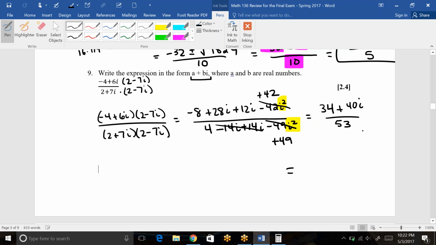Now you can't leave your answer like that because it's not split into 2 separate parts, a real part and an imaginary part. So your final part is to split that into 2 fractions and make sure each fraction is reduced, which in this scenario they are.